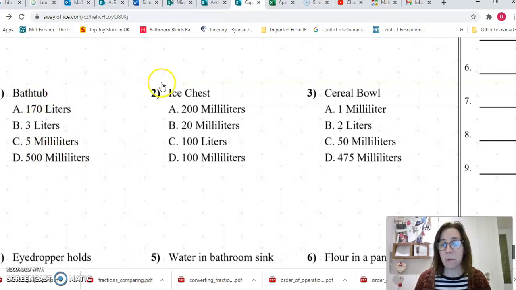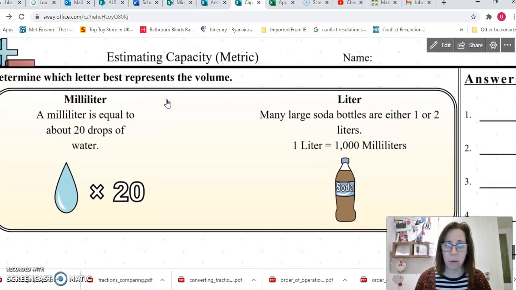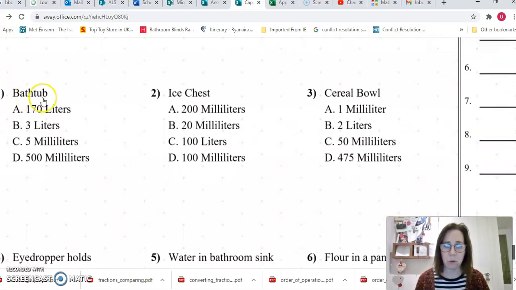Okay, this is an American website, so you will see some words like ice chest. We would call that a freezer. But most of it you'll be able to figure out. So that's the idea of that worksheet. Determine which letter best represents the volume for each question. So like we've just done here with the bathtub, we've visualized how much each one of these measurements is, and would it be the right one for what it's describing up here. So have a go with that one and see how you get on.